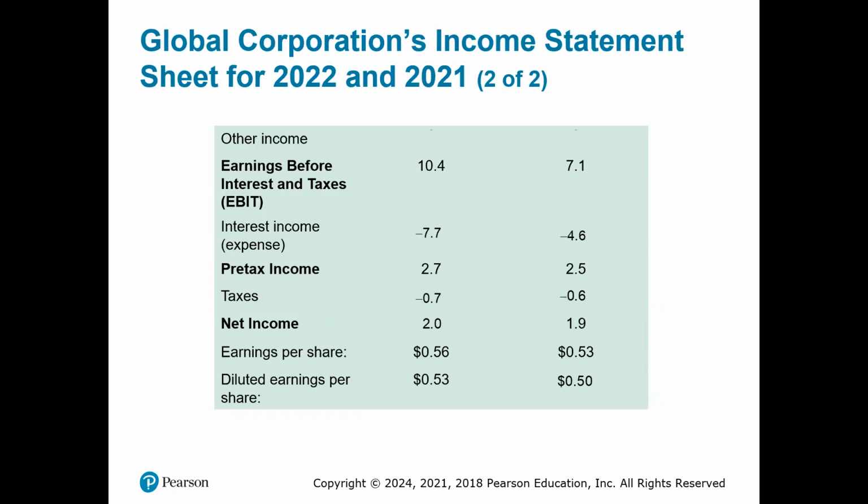Here's a continuation of the income statement for Global Corporation. You have the EBIT at 7.1, I'm reading from right to left. And then in 2022, it was 10.4. Pre-tax was 2.5, in year 22 was 2.7. And then you see the net income in 21, it was 1.9. And the net income in 22 was 2.0.